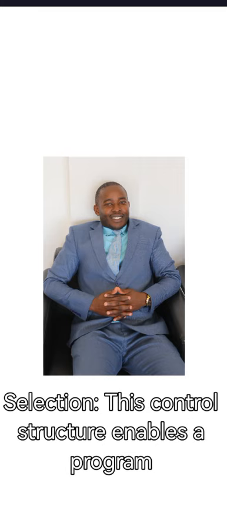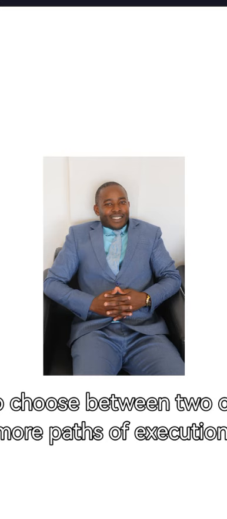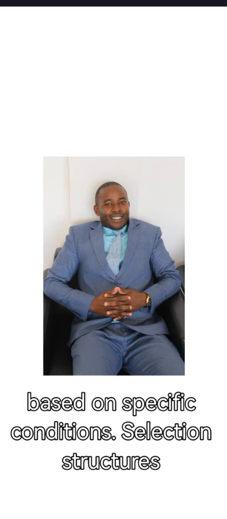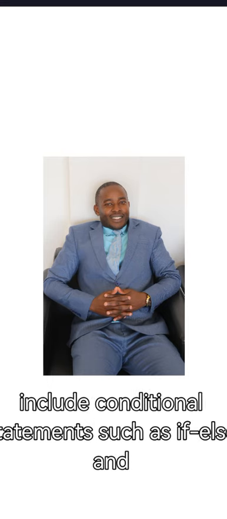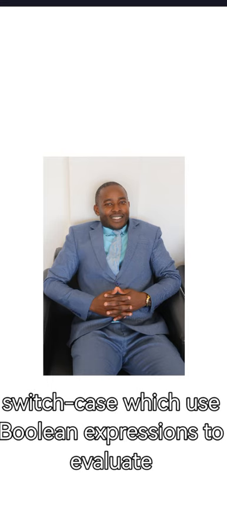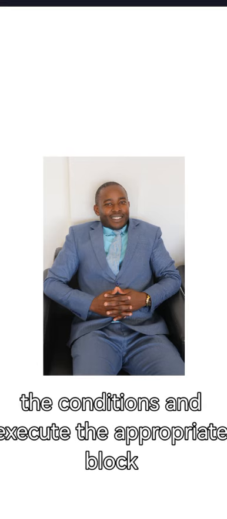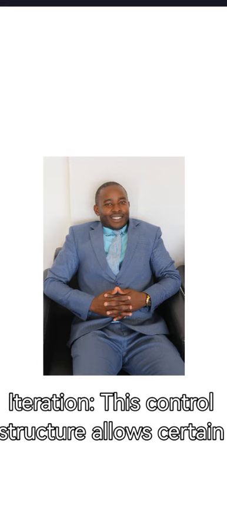Selection. This control structure enables a program to choose between 2 or more paths of execution based on specific conditions. Selection structures include conditional statements such as if-else and switch case, which use Boolean expressions to evaluate the conditions and execute the appropriate block of code.